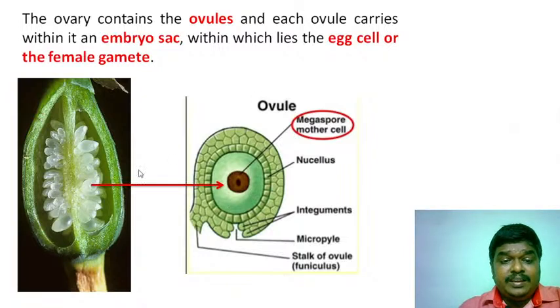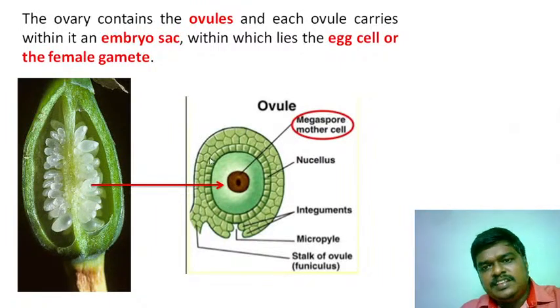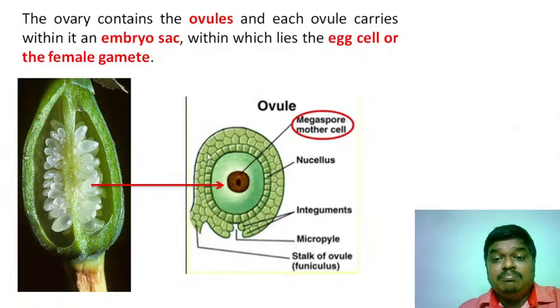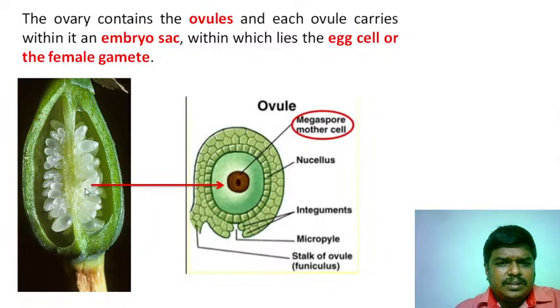The ovary, inside the ovary, ovules are there. So this is one ovule. In that ovule, inside that, there will be an embryo sac. You got it? You will have the ovary. Inside the ovary, ovules are there. Inside the ovules, the embryo sac is there.